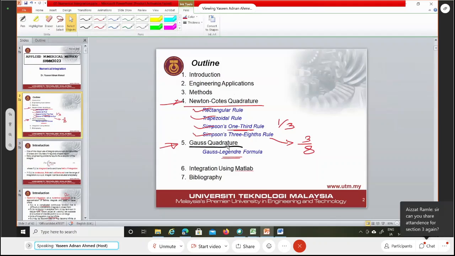Okay. So that's the end of today's class. So far I have explained the rectangular, trapezoidal, Simpson first rule, and Simpson 3/8 rule. Also very simple. If you can see the video, it should be okay. The Gauss quadrature I will explain again.